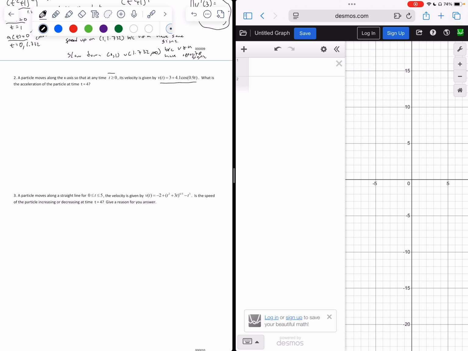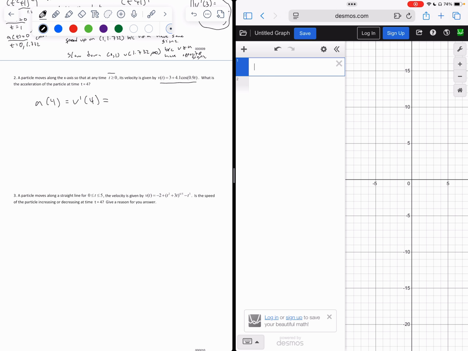So I have a couple of options here to solve it. Option one is I can just take the derivative. It's not that hard of a derivative to take, and then just plug in the 4. But since we're allowed to use Desmos here, this really doesn't take too much work at all. Because in order to get the acceleration at 4, we just have to find the derivative of the velocity at 4. So if I go over here to my Desmos, I can just go ahead and type in my velocity equation.